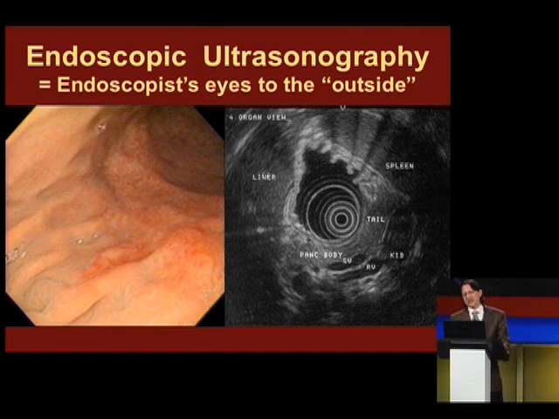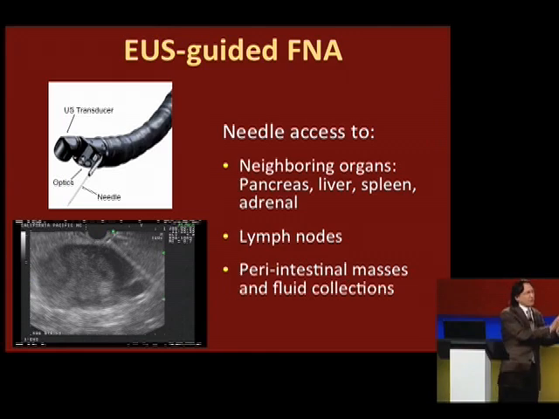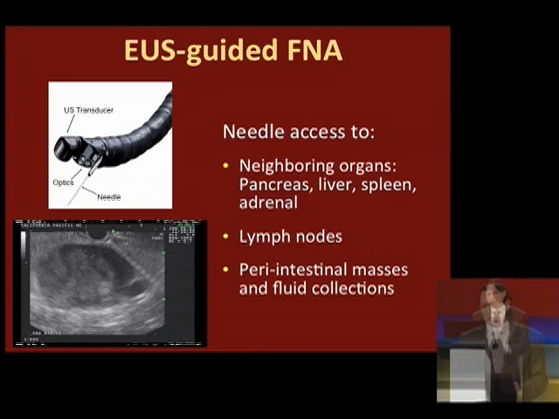You can see here with the endoscope positioned in the upper stomach, we can see the liver and the spleen and pancreas, kidney. And just as endoscopy evolved from diagnostic to interventional, EUS also evolved with the ability to do FNA to an interventional procedure. And we can pass our needle through the working channel, and we can guide that needle very precisely with high resolution into our target organ, whether it's a neighboring organ like pancreas or liver, or lymph nodes, or a periintestinal mass, or fluid collection.